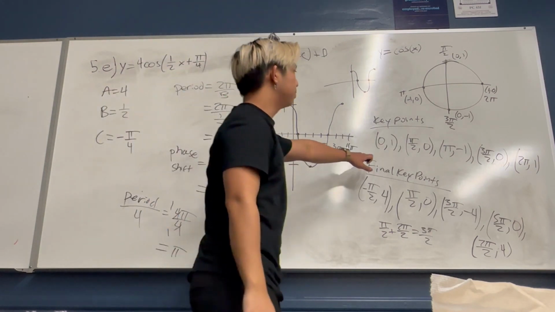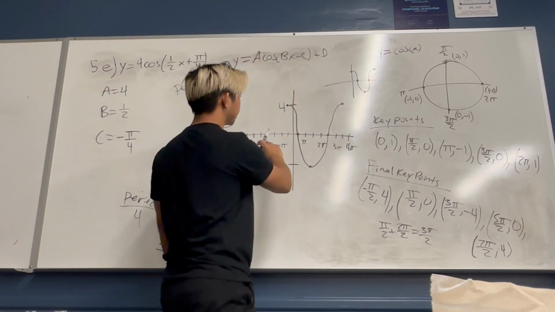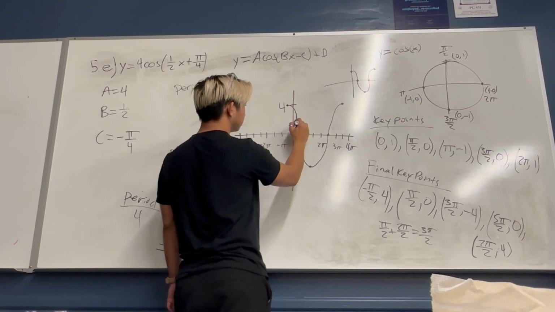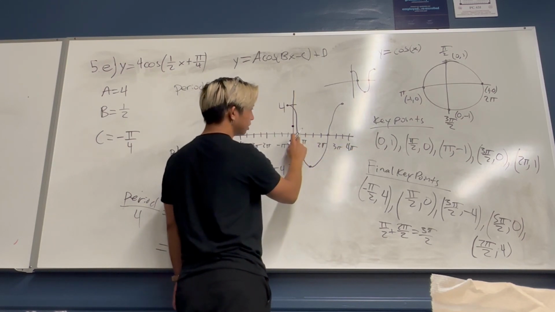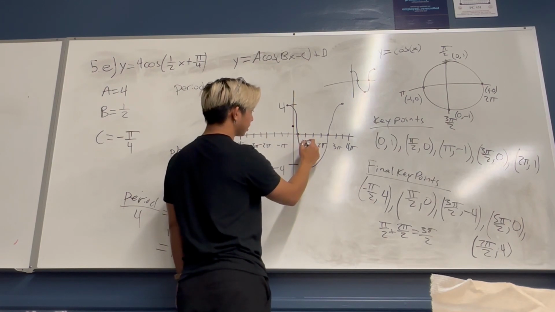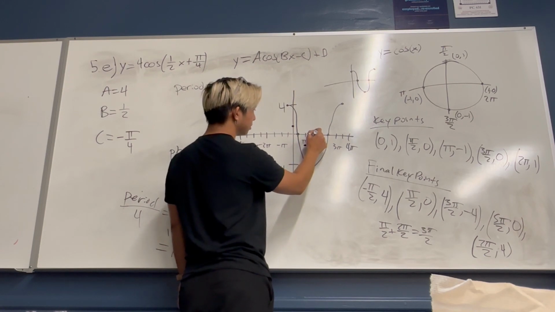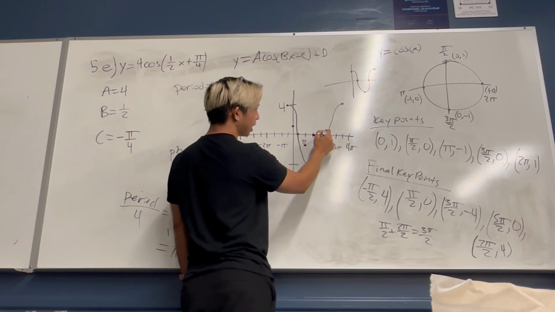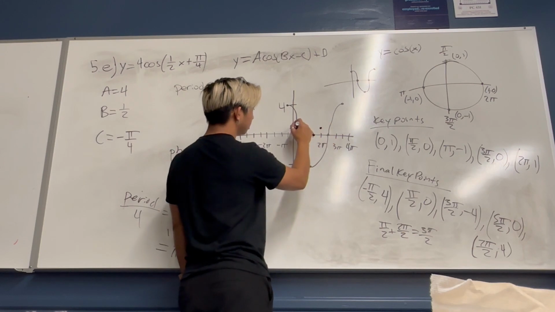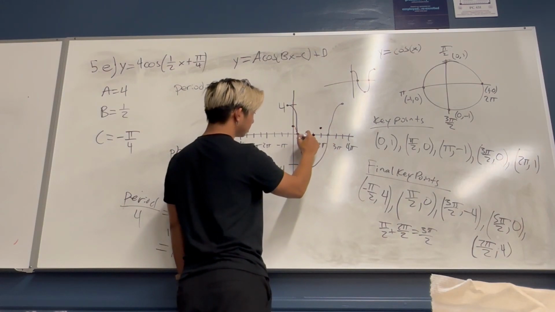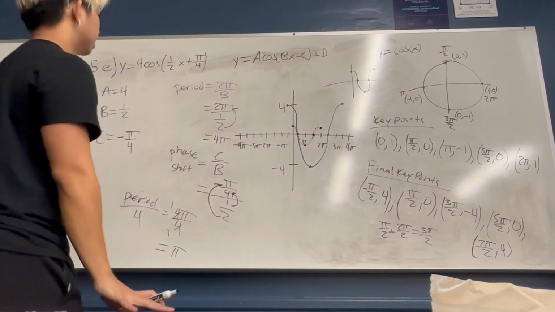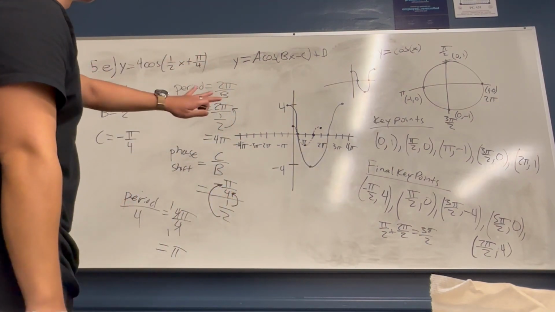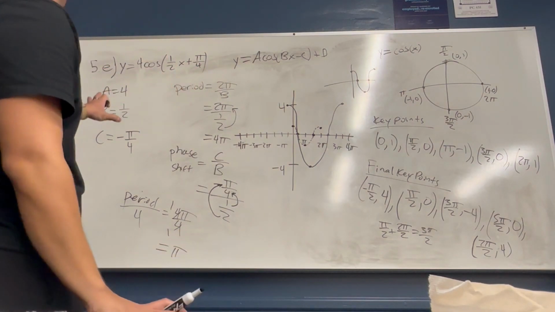So we know these are our key points here. So I'm going to go ahead and put that in, right? So 0, comma 1, so something like here. Pi over 2, comma 0, so here. Pi and negative 1, so something like that. 3 pi over 2, comma 0, somewhere around here. And then 2 pi, 1. So dashed lines here. And so this is our complete graph calculations and final points of question 5e.